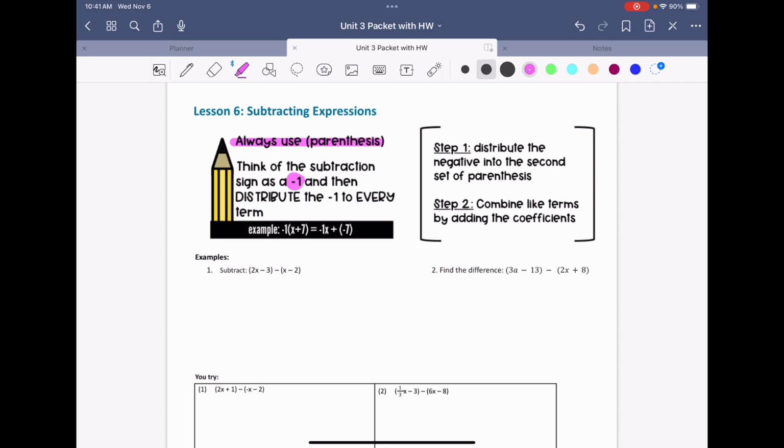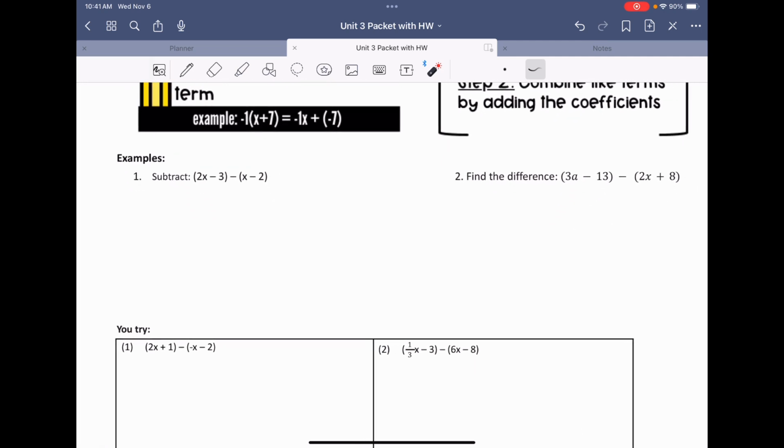So the first thing we always want to do is distribute the negative into that second set of parentheses. Okay, so you distribute the negative into the second set, and then we go through and combine like terms, just like we've been practicing. So we're just adding to our toolbox. So let's try this out for the first one. So example 1, I'm going to subtract 2x minus 3 and x minus 2.